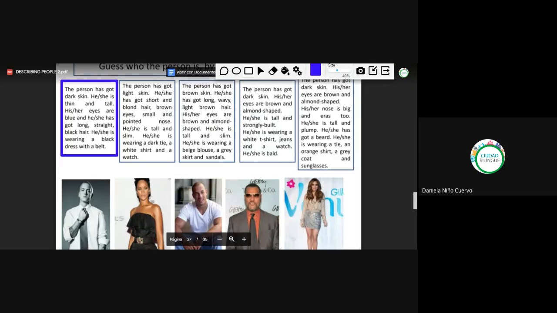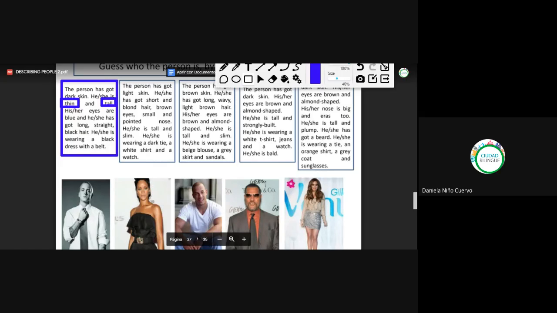Yes, very good. The person has got dark skin. Dark skin, yes? Wait a second. He or she, acá utilizamos los dos porque no sabemos si es un hombre o una mujer el que nos están describiendo. La idea es adivinar, entonces, si nos dicen she, ya sabemos que es una mujer. O si nos dicen he, ya sabemos que es un hombre. Por eso se utilizan los dos pronombres. He, she, él o ella es delgado o delgada, thin and tall.